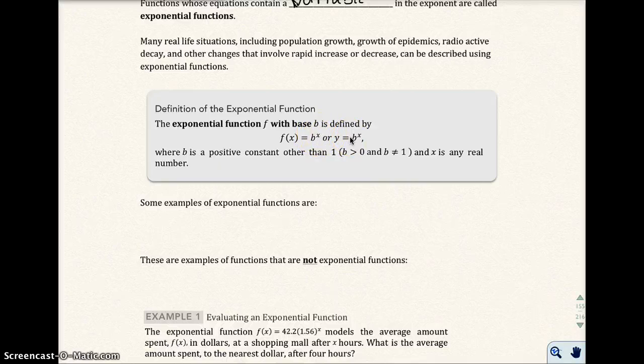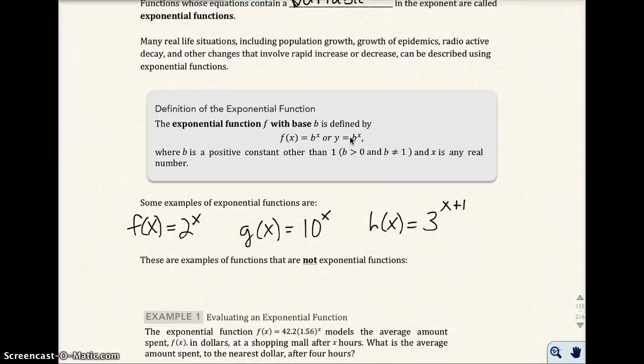Some examples of exponential functions are f of x equals 2 to the x. G of x equals 10 to the x. H of x equals 3 to the x plus 1. And j of x equals 1/2 to the x, or the quantity to the minus 1 power.